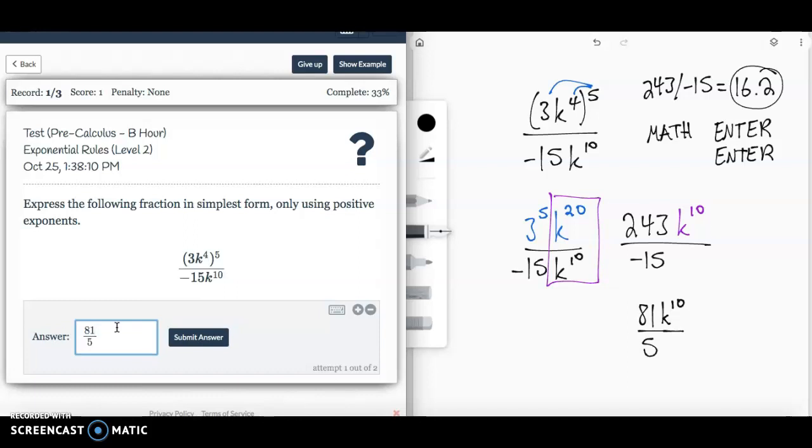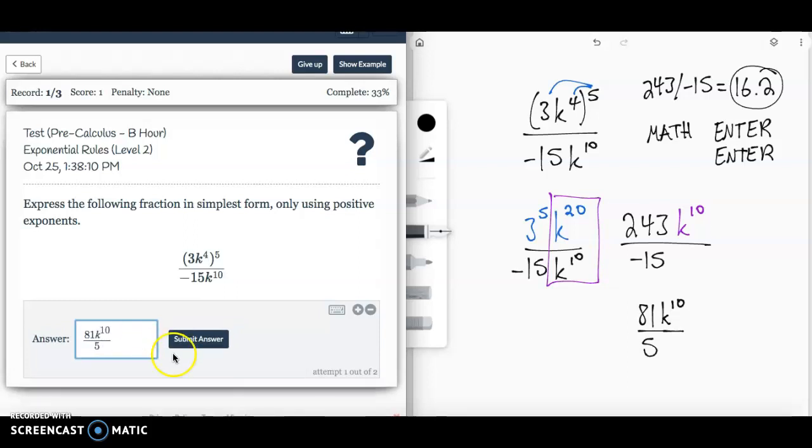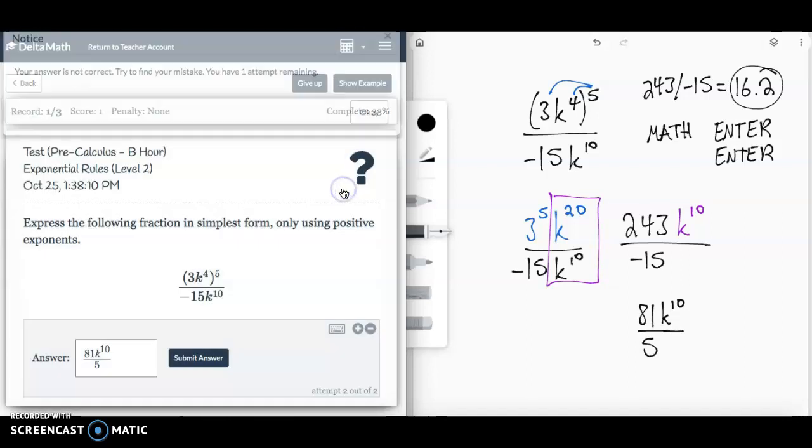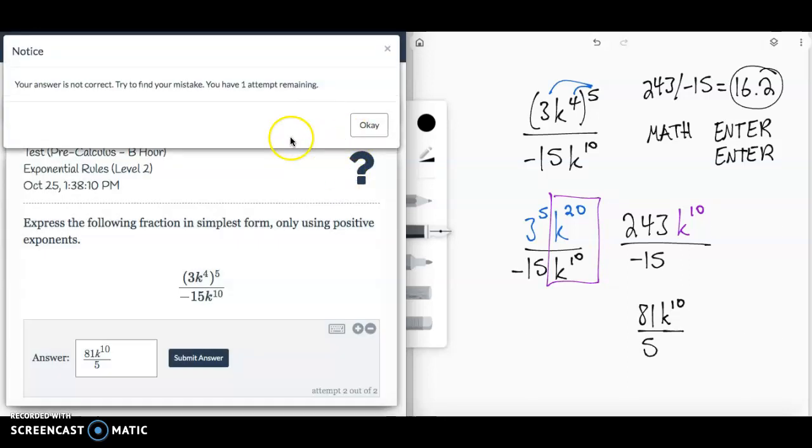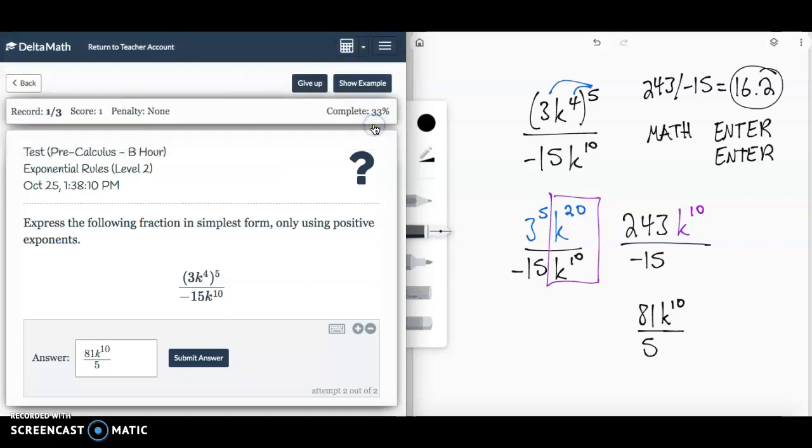Oops, forgot to put my case up there. What the heck? So I did something wrong. Let's not panic. All right, double check our work.